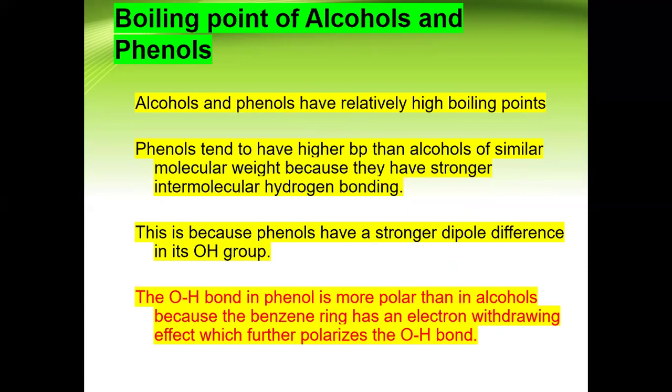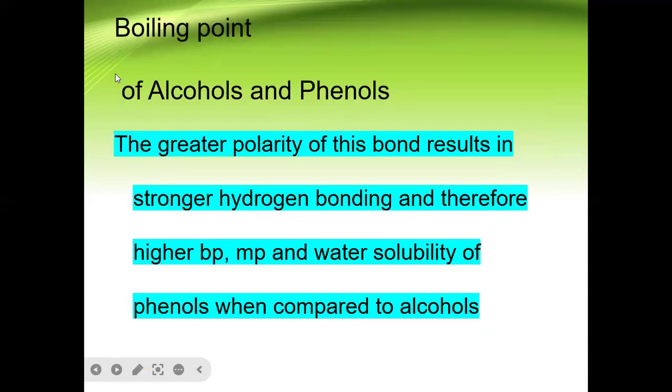Boiling point of alcohol and phenol. Alcohols and phenols have high relative boiling points. Phenols tend to have higher boiling points than alcohols of similar molecular weight because they have stronger intermolecular hydrogen bonding. This is because phenols have a stronger dipole difference in the OH group. The OH bond in phenol is more polar than in alcohol because the benzene ring has an electron withdrawing effect, which further polarizes the OH bond. The greater polarity of this bond results in stronger hydrogen bonding and therefore a higher boiling point, melting point, and water solubility of phenols when compared to alcohol.